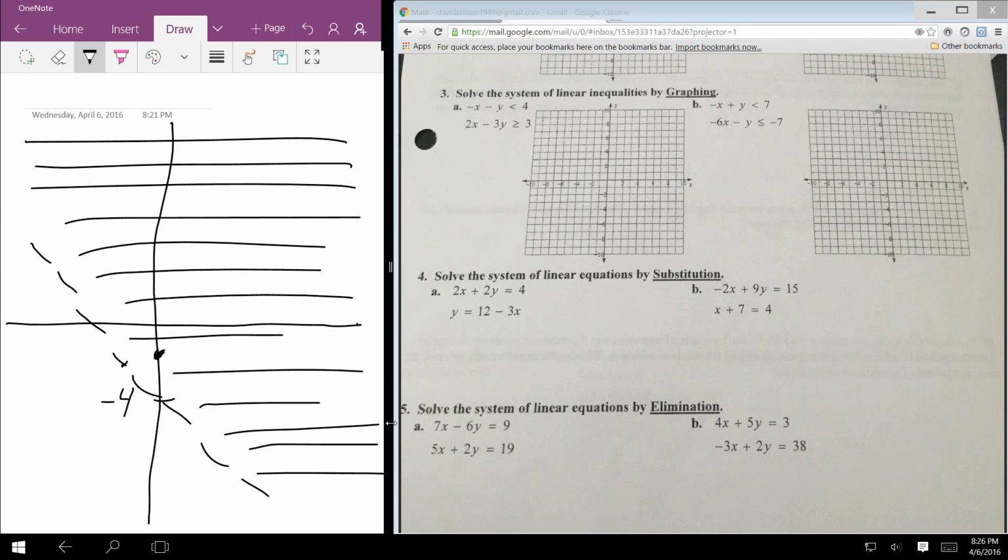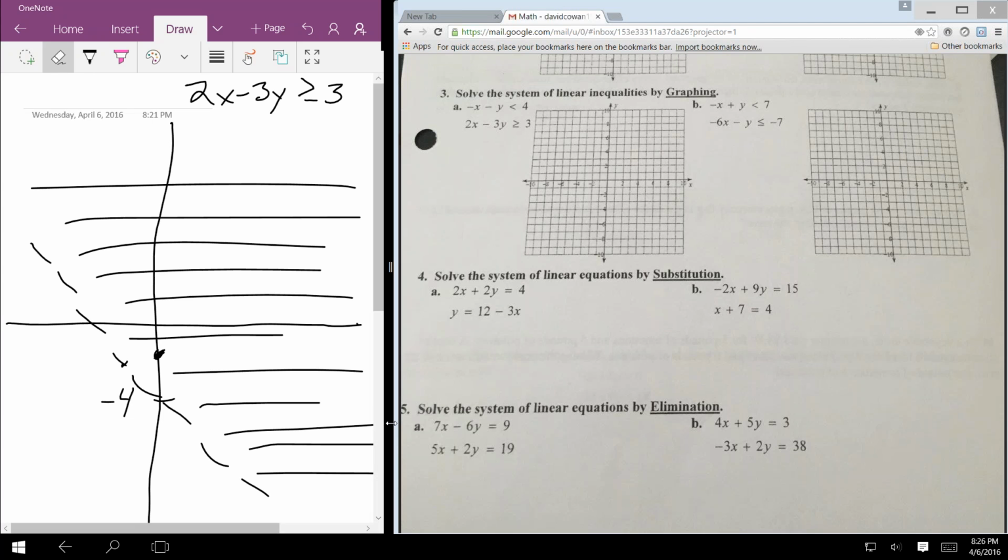Now, the second inequality is 2x minus 3y is greater than or equal to 3. This looks a little like an equation, and if it was an equation, I would graph it by plotting the x and y intercepts and connecting the dots. Unfortunately, if we do that with an inequality, we don't know which side to shade. So the only really good way to do this is by putting it into y is greater than or equal to, or less than or equal to, mx plus b. So let's convert this. What's the first thing to do?